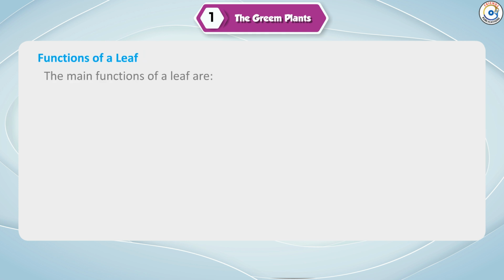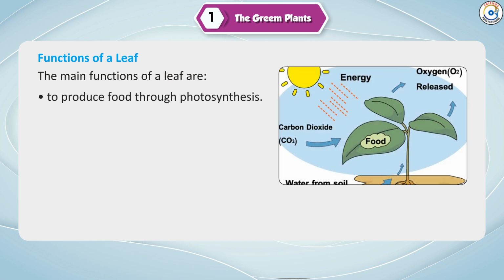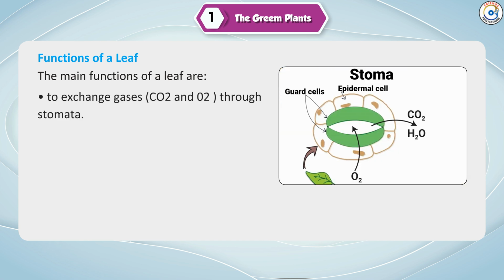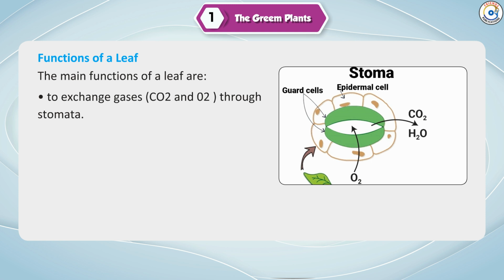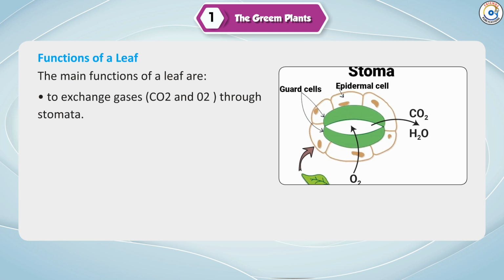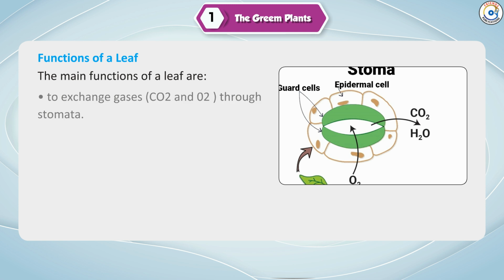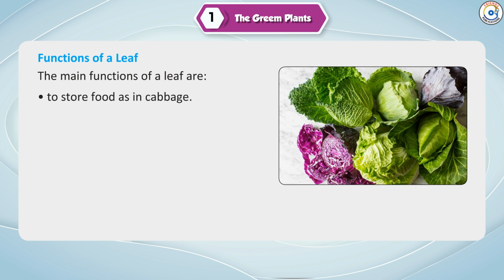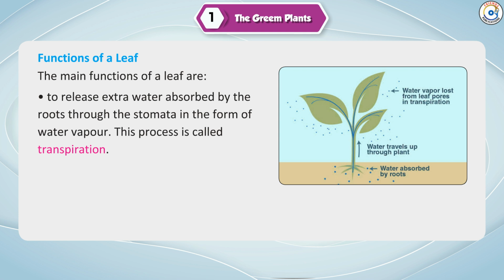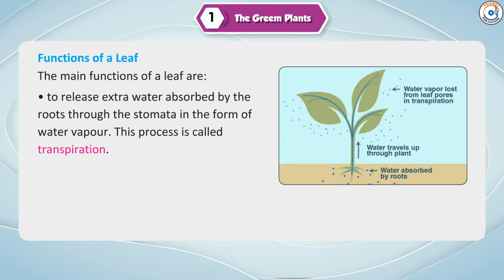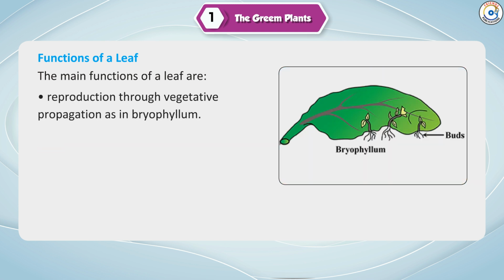Functions of a leaf. The main functions of a leaf are to produce food through photosynthesis, to exchange gases, CO2, carbon dioxide, and O2, oxygen, through stomata, to store food as in cabbage, to release extra water absorbed by the roots through the stomata in the form of water vapor. This process is called transpiration. Reproduction through vegetative propagation as in bryophyllum.